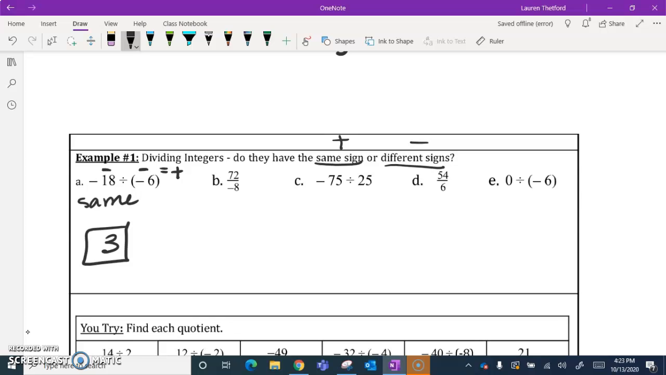I apologize. Let's try this again. So now we have 72 divided by negative 8. Up top, we have a positive. Down low, we have a negative. These are different signs, so that means my answer is going to be negative. So I have negative, and then 72 divided by 8 is 9.